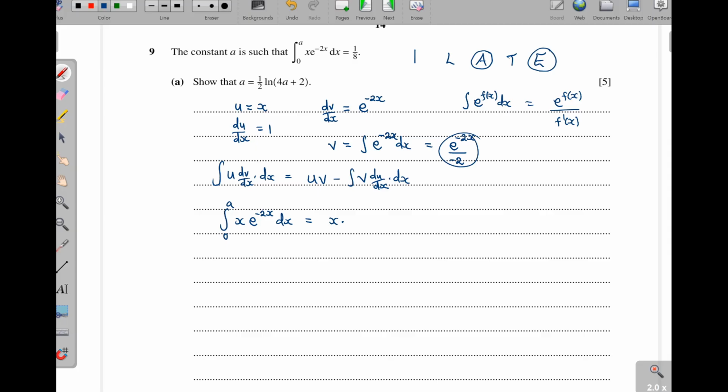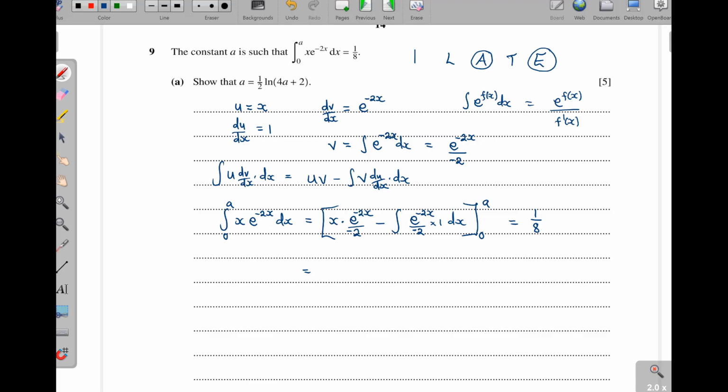Then our v is this one here, which is e to the power of negative 2x out of negative 2. Then minus the integral of our v, times du/dx, which is 1, with respect to x, and then we shall put the limits a and 0, and equate this to 1 over 8. Pardon me, there's a minus here for our v.